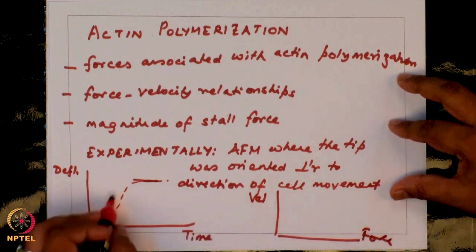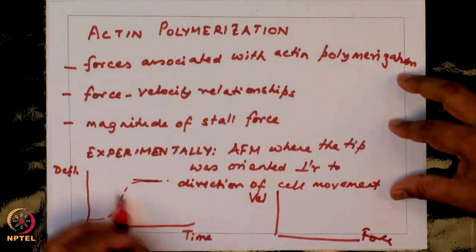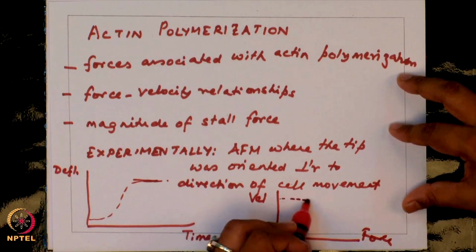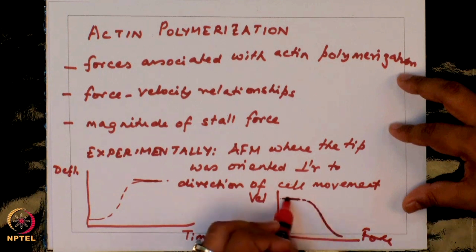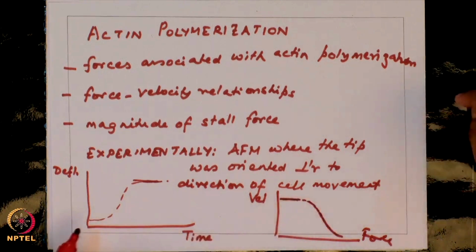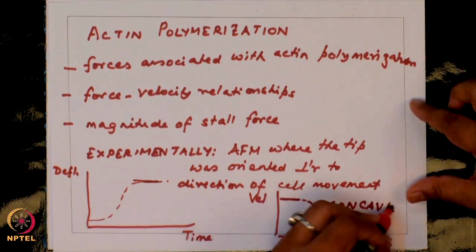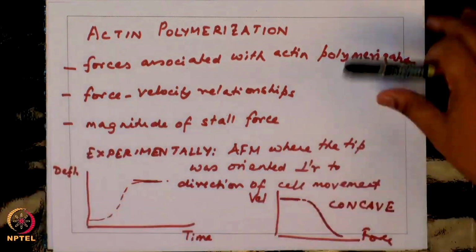So, velocity is nothing but the slope of this curve and force is k times deflection, where k is the spring constant of the tip. With this, what the authors found was a force velocity curve which looked something like this. So, it is concave in nature, the concave force velocity curve. And we wanted to ask whether we can develop a modeling formalism for testing how various parameters contribute to dictating the nature of force velocity relationships.